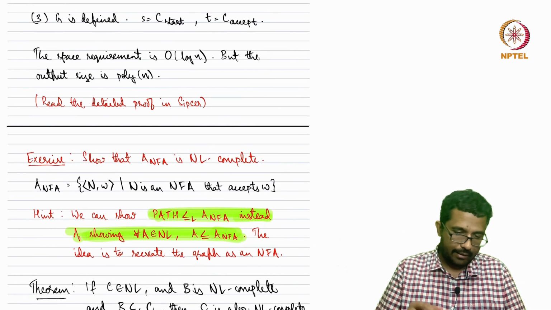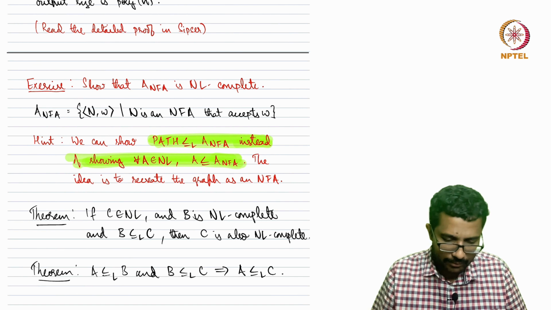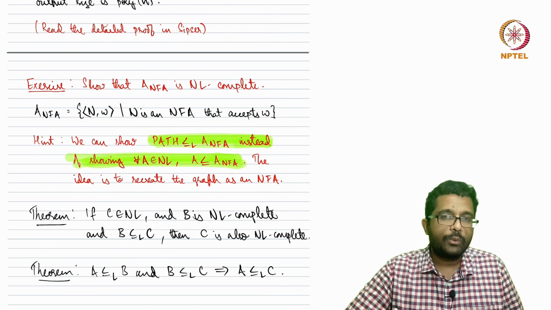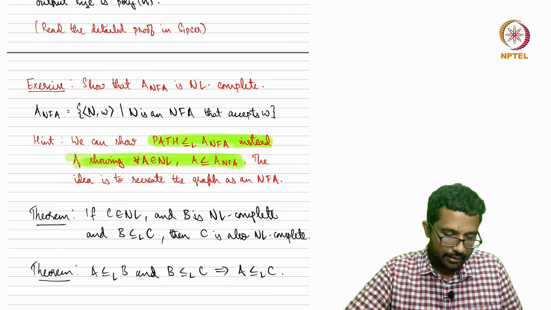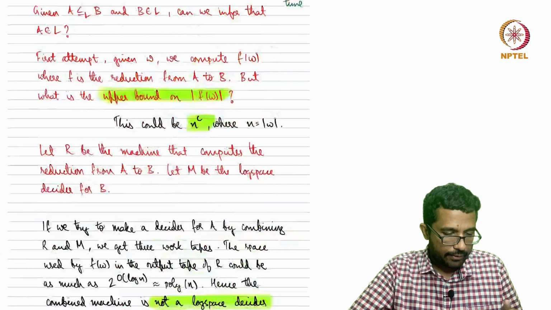We closed with the exercise that A-NFA is NL complete. I just stated two theorems which are similar, so you can try to show this, similar to what we did in NP completeness and similar to the proofs that we have already done. And that completes lecture 58.